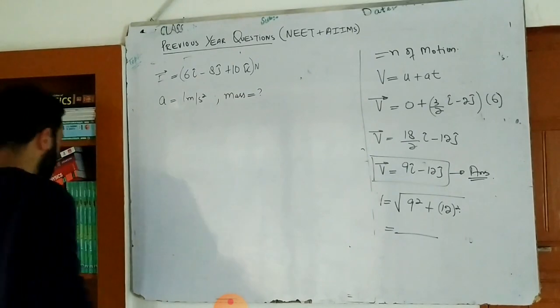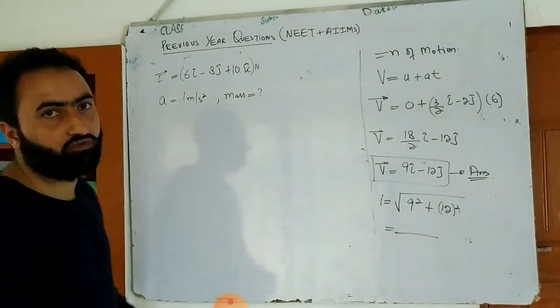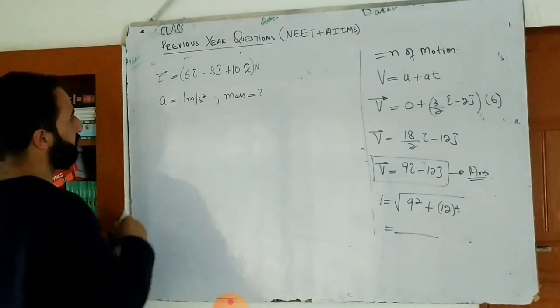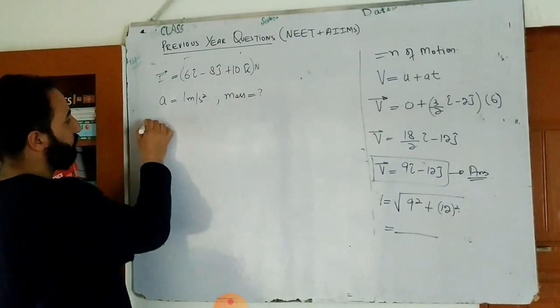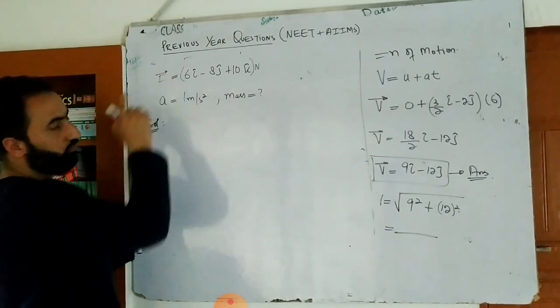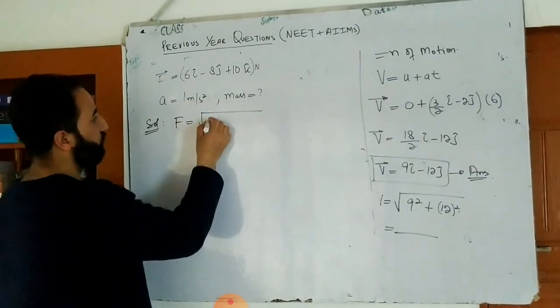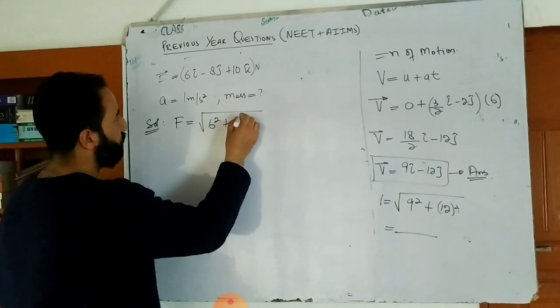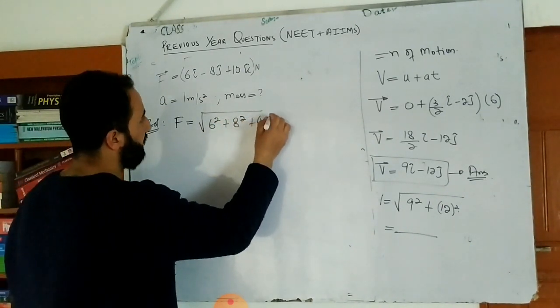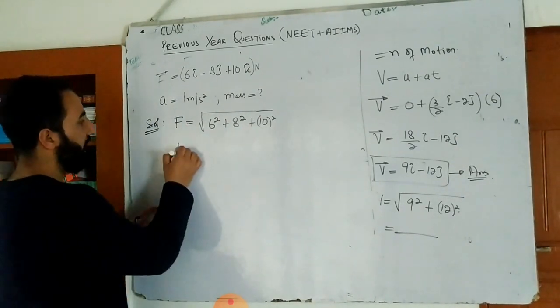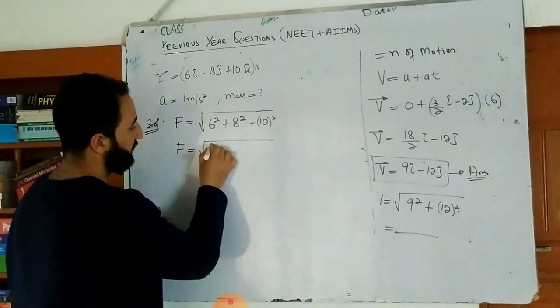Mass of the particle is equal to what? Easy question. Simply use the equation F is equal to m multiplied by a. From there you can calculate the mass. Solution. First of all, let's calculate the magnitude of the force. Magnitude of force F will be equal to under root of 6 square plus 8 square plus 10 square. So this is the way we calculate the magnitude of a vector.